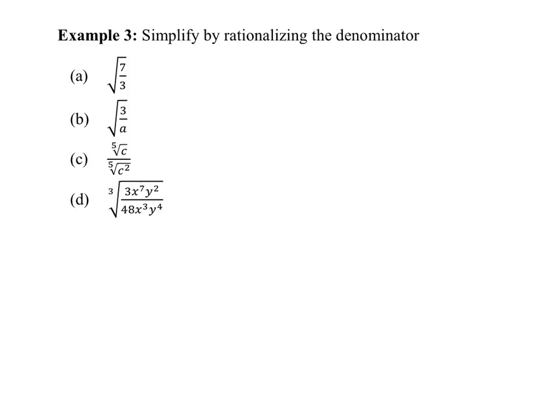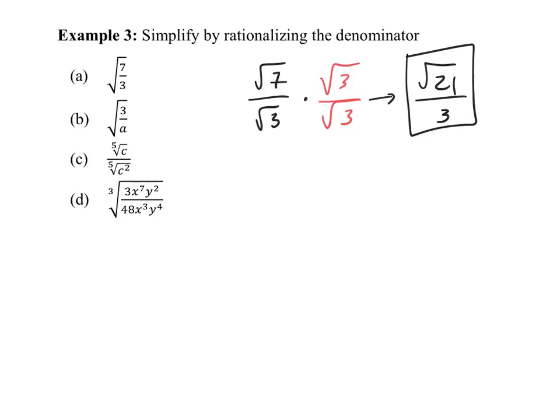So for part A, let's write it as root 7 over root 3 to start. And then to rationalize, we just multiply by whatever the denominator is over itself. Why am I allowed to do that? What's root 3 divided by root 3? It's 1. You can multiply any number by 1 and its value does not change. So mathematically, I am allowed to do this. And this becomes root 21 over 3. And that's it. You can't go any further.